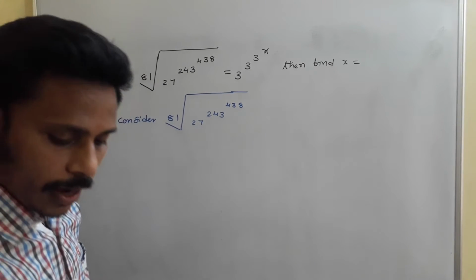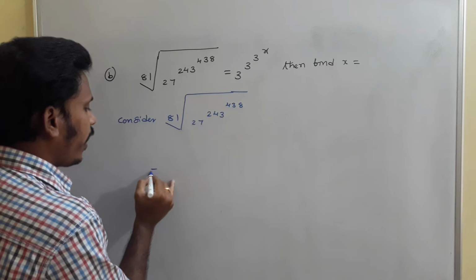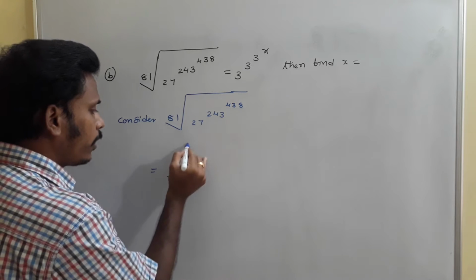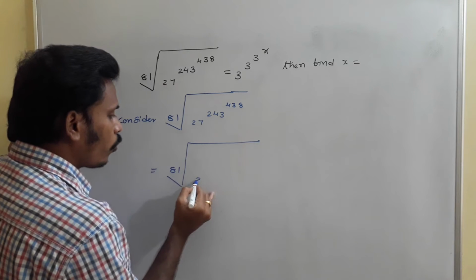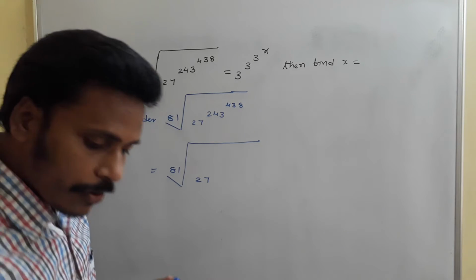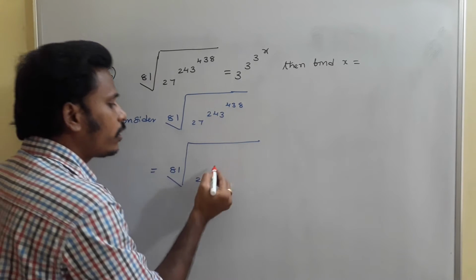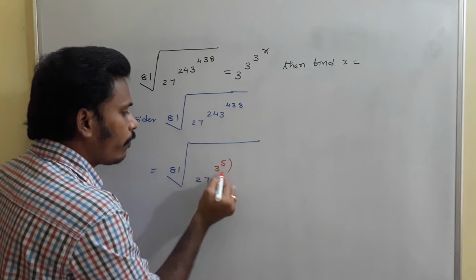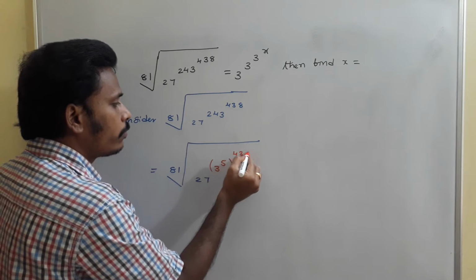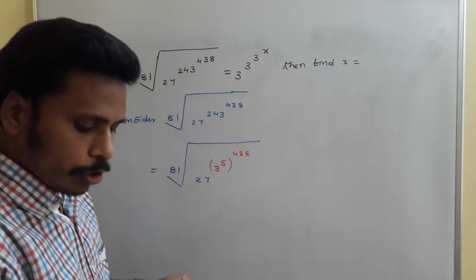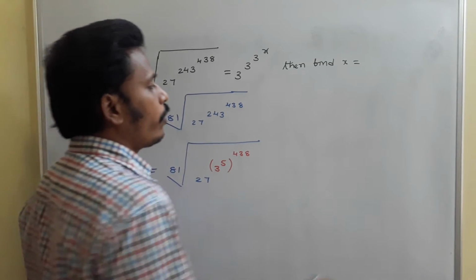So the first thing I am going to rewrite is this 81st root of 27, and I am rewriting this 243 as 3 power 5. We need to know about the powers of 3. Okay, right? Do you know about the powers of 3? I mentioned this for your requirement.